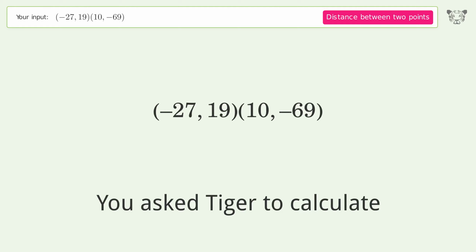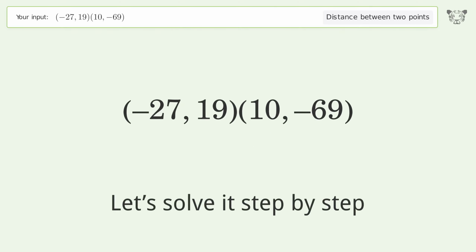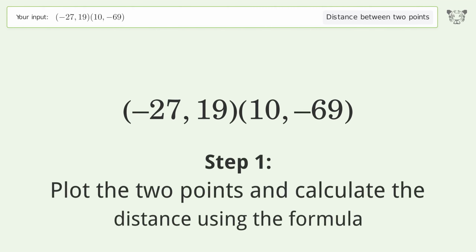You ask Tiger to calculate. This deals with the distance between 2 points. The distance between the 2 points is the square root of 9,113, or 95.462. Let's solve it step by step. Plot the 2 points and calculate the distance using the formula.